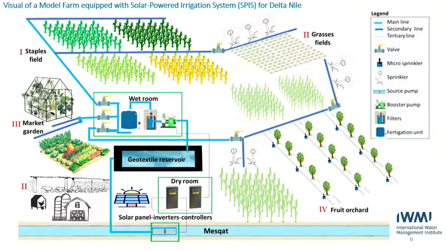Okay. So this is an example visual of a modular farm where we have the staple field crops. You have the grass fields for livestock production, you have the infrastructure with it, the market garden for women and youth, the irrigation system network, with the geotextile reservoir, and pumping directly from the canal, which needs to be replaced in Egypt by a geotextile reservoir. The wet room for the irrigation, fertigation and filtration, and the dry room for the electrical system.